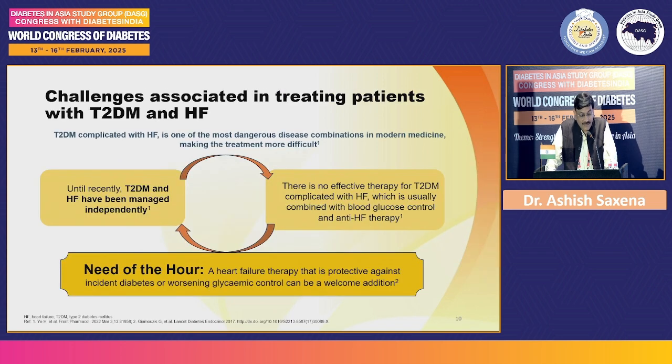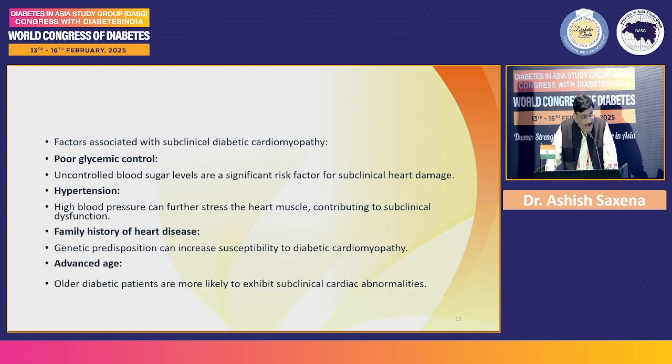Now, the challenges are, until recently, type 2 diabetes and heart failure had been managed independently, but now diabetic cardiology comes into force. Effective treatment is the need of the hour. Heart failure therapy that is protective against the incidence of diabetes and worsening glycemic control is to be taken. The factors which are responsible are poor glycemic control, uncontrolled blood sugar levels, hypertension, high blood pressure causing fatigue and stress to the heart muscles, contributing to the subclinical dysfunction, family history, genetic predisposition, advanced age, and older diabetic patients who are more likely to exhibit subclinical cardiac abnormalities.